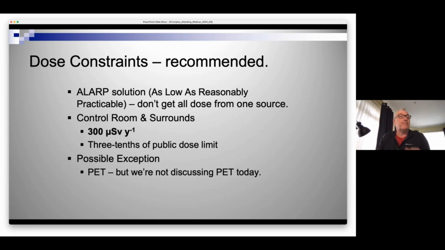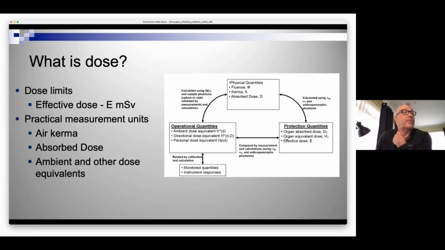3/10 of the public dose limit. A possible exception to this is PET, where you may have to do something for people who are workers in control areas, but luckily we're not talking about PET today. Okay, so just to move on.